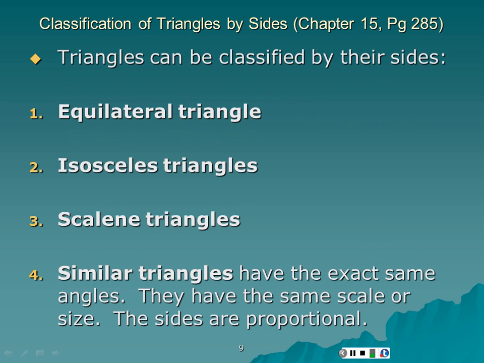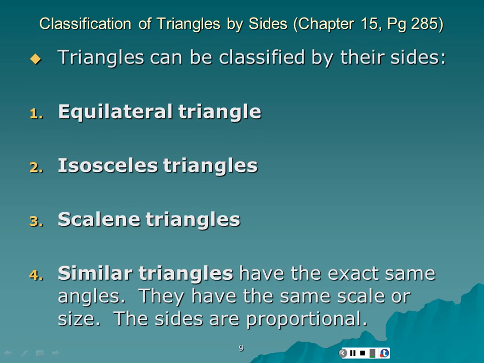These are the classification of the triangle by their sides. We already know the names, just as a refresher. The first one is equilateral triangle, isosceles triangle, scalene triangle. Number 4, similar triangles have exact angles.